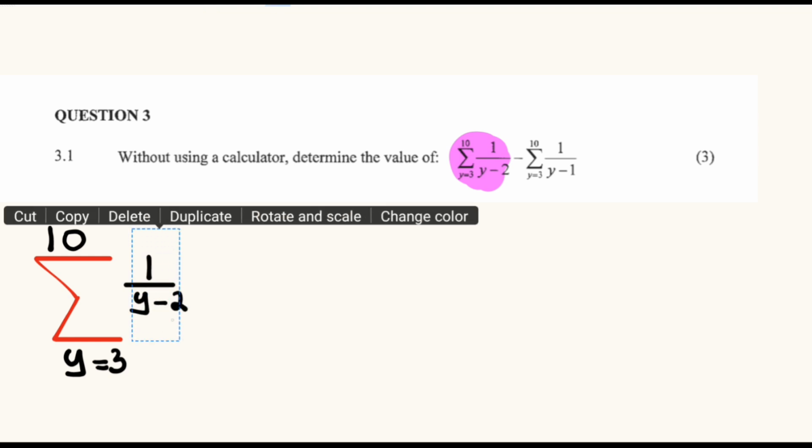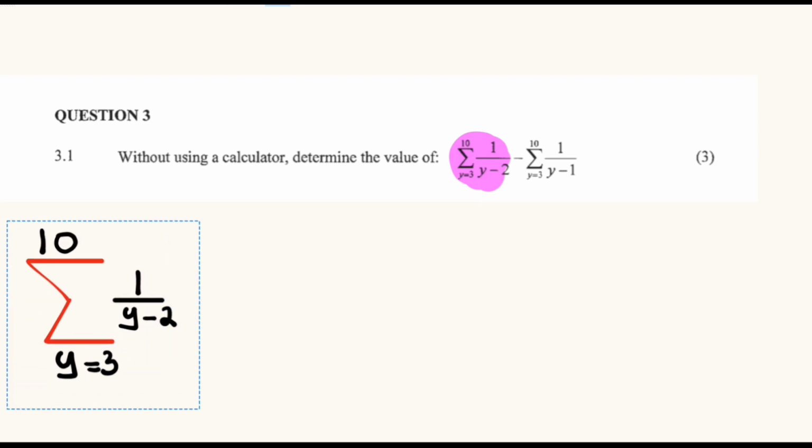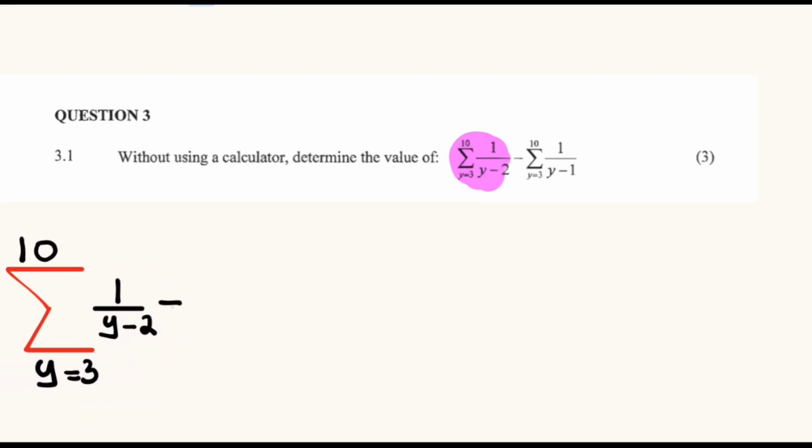So we just go right ahead and substitute y equals 3 where there is a y. So this will be equal to 1 divided by 3 in the place of the y, minus 2, plus the next number after 3, which is 4. So in the place of the y we substitute 4, minus the 2, plus we have to substitute the y up until y is 10.